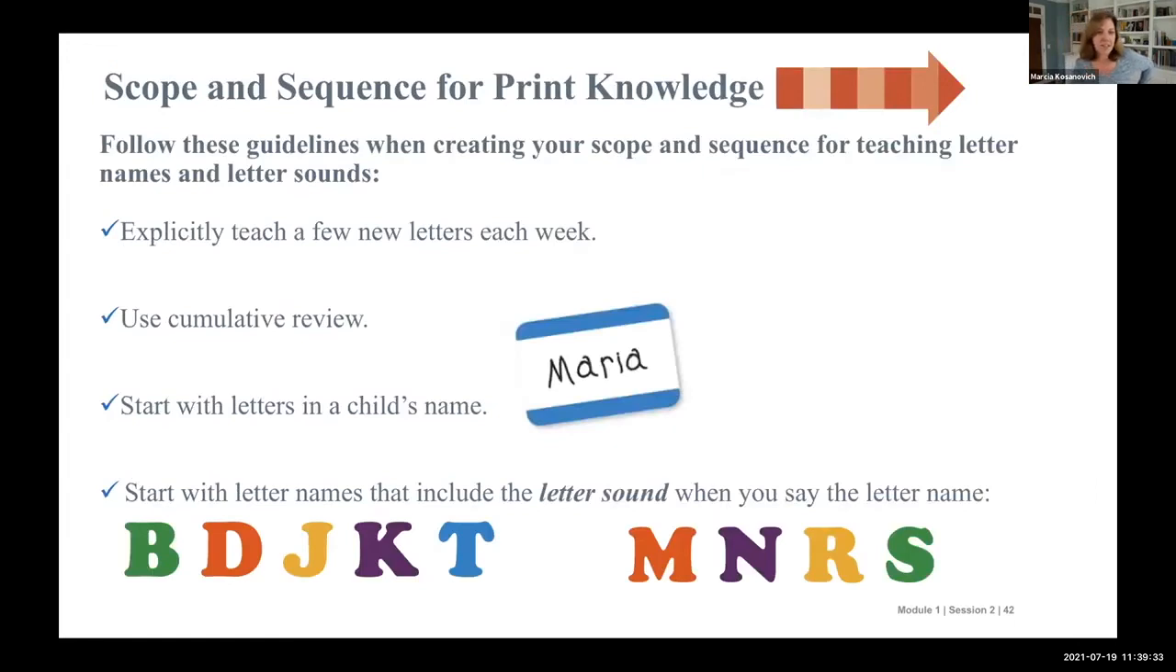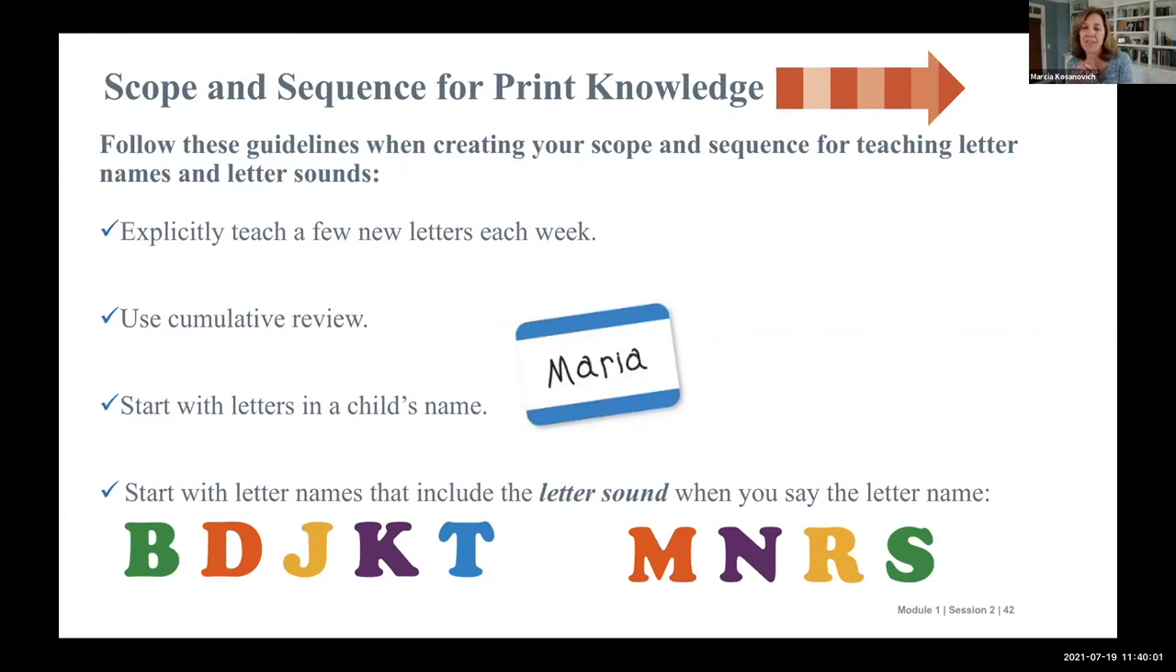That's awesome. So here the facilitator would say, here are some evidence-based guidelines that you may have underlined or highlighted. Explicitly teach a few letters each week, which you said, using cumulative review. Cumulative review occurs when instruction builds on skills you previously taught. When using cumulative review, letters are explicitly taught, practiced, and revisited. So you don't just teach it once and then forget about it. We always bring it back up for more practice.